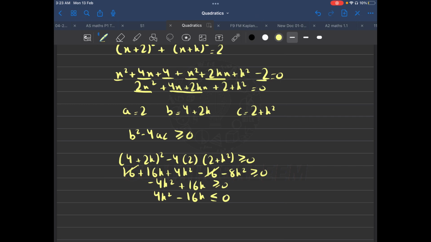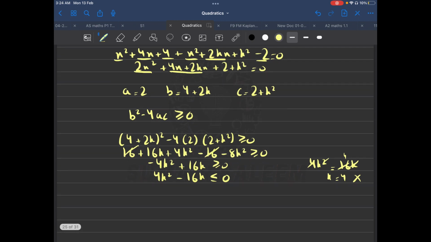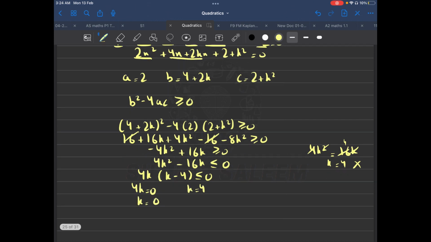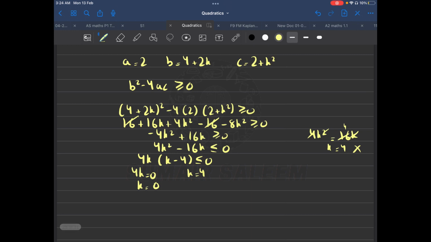Some students make a mistake at this step. They write 4k squared, 16k, cancel one 4 with the other 4, and get k equal to 4. You guys are wrong. Whenever you see such a situation, always take common. I'll be left with what? k minus 4. Do you get this? Now 4k is equal to 0. What's k? 0. And the other k will be 4. So now when there is the less than sign, what did I teach you? Write down the answer in range form. That's it for lesson 2.